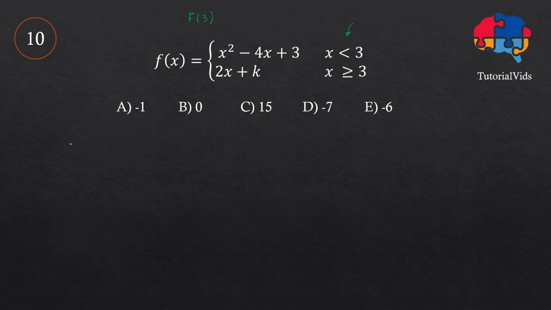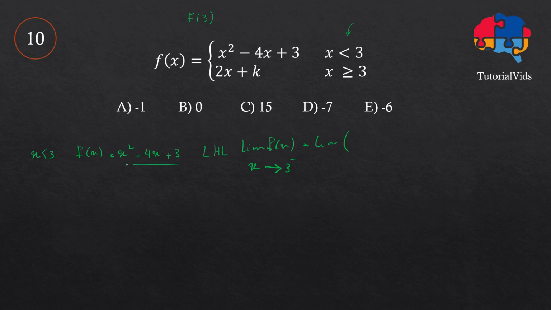3. Okay. So we know when x is smaller than 3, then f of x equals x to the power of 2 minus 4 times x plus 3. And the left-hand limit of f of x at x goes to 3 from the left-hand side is written in this way. This means x goes to 3, but it's a little bit smaller than 3.